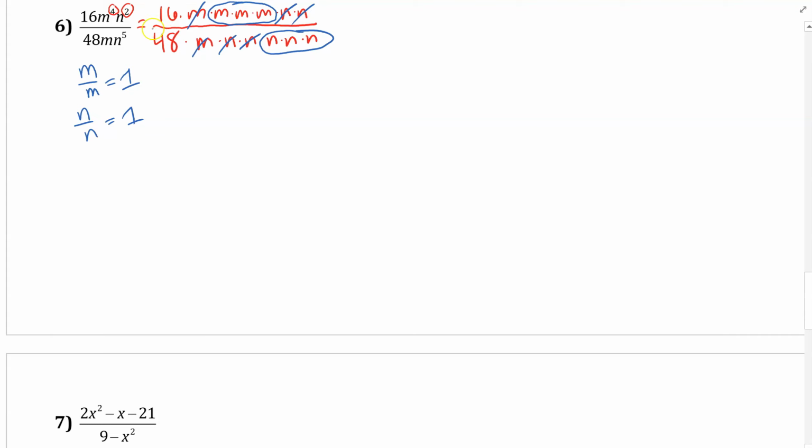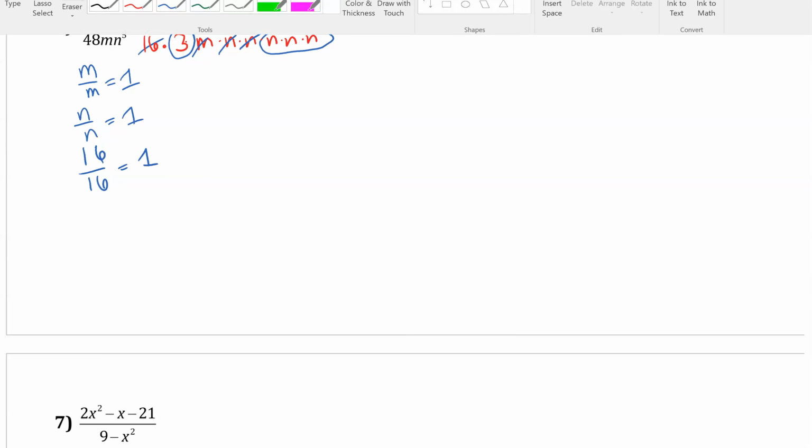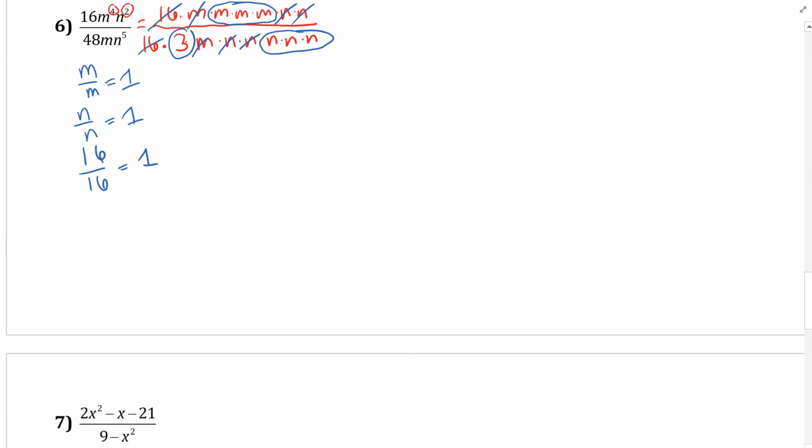And then 16 can go into 48 3 times, right? So maybe we could think of 48 as 16 times 3. We could factor the number, right? Sometimes it's helpful to factor the number just to see, does 16 go into 48? Yes, it does. And 16 divided by 16 is equal to 1. So that's a common factor that we reduced. We canceled it from the numerator and denominator. And so then I'm left with a 3 in the denominator, right? Because that's what was there originally.